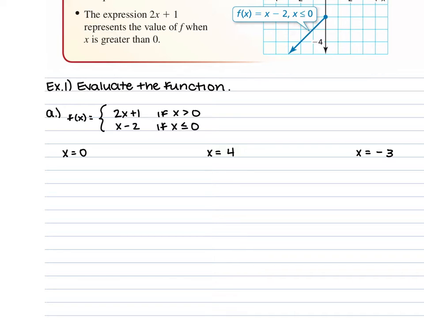The first one we have is 0. So if you plug it into x is greater than 0, is 0 greater than 0? No. Plug it into the other inequality. Is 0 less than or equal to 0? Yes. So since 0 is less than or equal to 0, we use the x minus 2. So f of 0 is equal to x minus 2. We plug that 0 in for x, and we get f of 0 is equal to 0 minus 2, which is f of 0 is equal to negative 2.